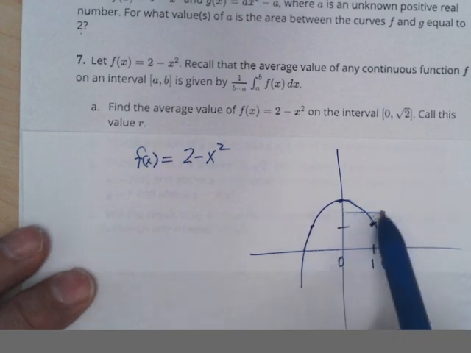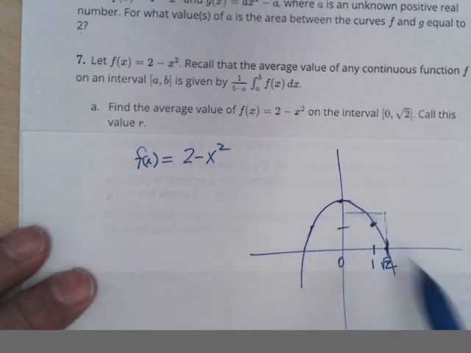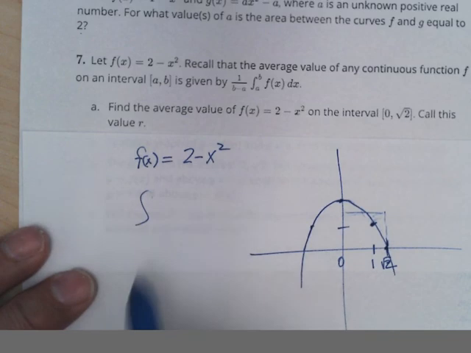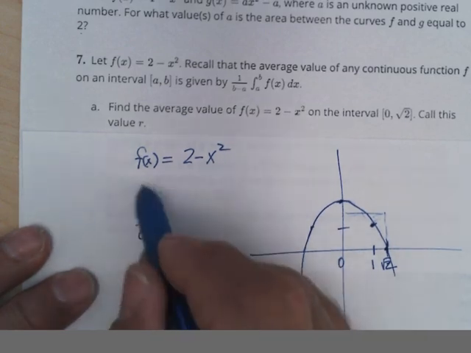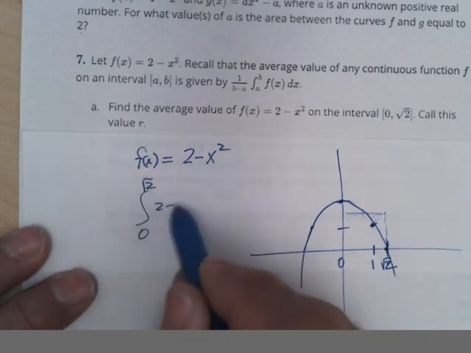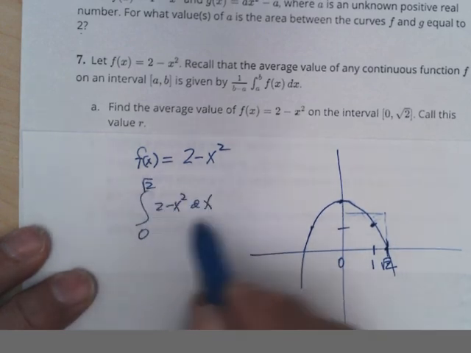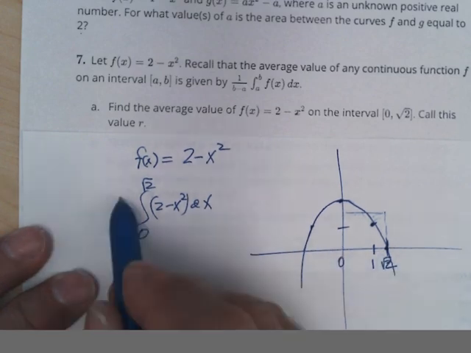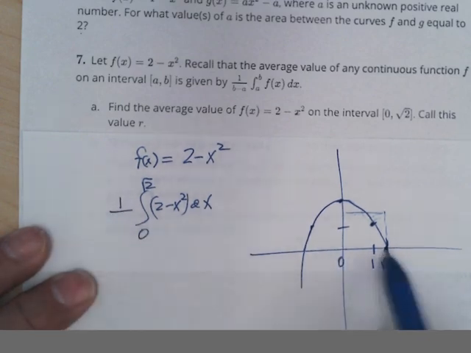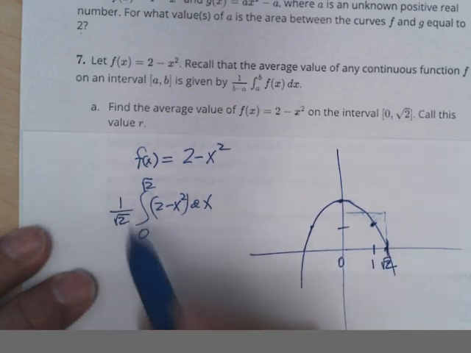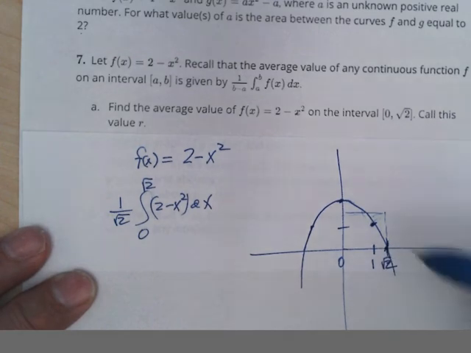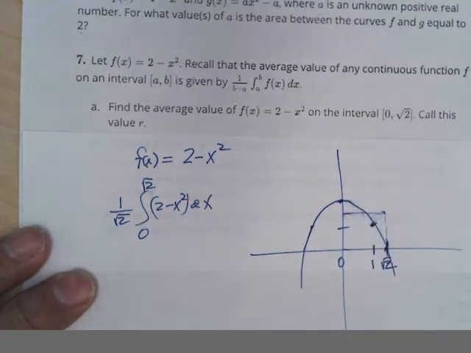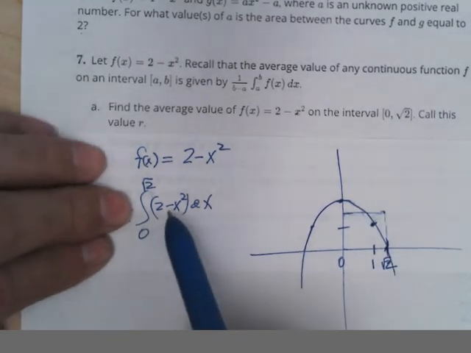So if we're going to do that, we have to find all this area, which is the integral from 0 to the square root of 2 of 2 minus x squared dx, and then divide by the width. So from 0 to square root of 2 is square root of 2. Divide by the width, and that gives me the height of a rectangle that will have the same area. So let's find the area.